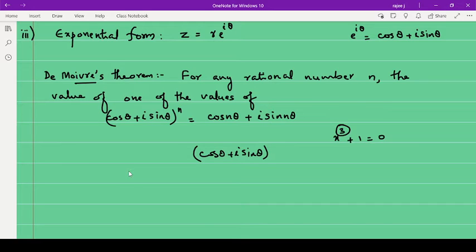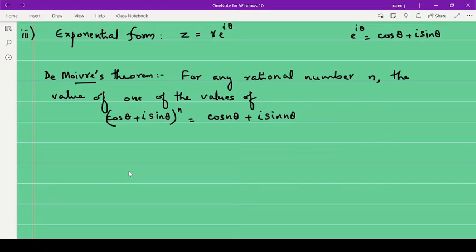There are some more values. Say for example, if I do cos theta plus i sin theta raised to 3, then when you expand this, one of the values will be cos 3 theta plus i sin 3 theta. What you have done is just taken this 3 with the angle. So cos 3 theta plus i sin 3 theta. Okay, that is De Moivre's theorem.